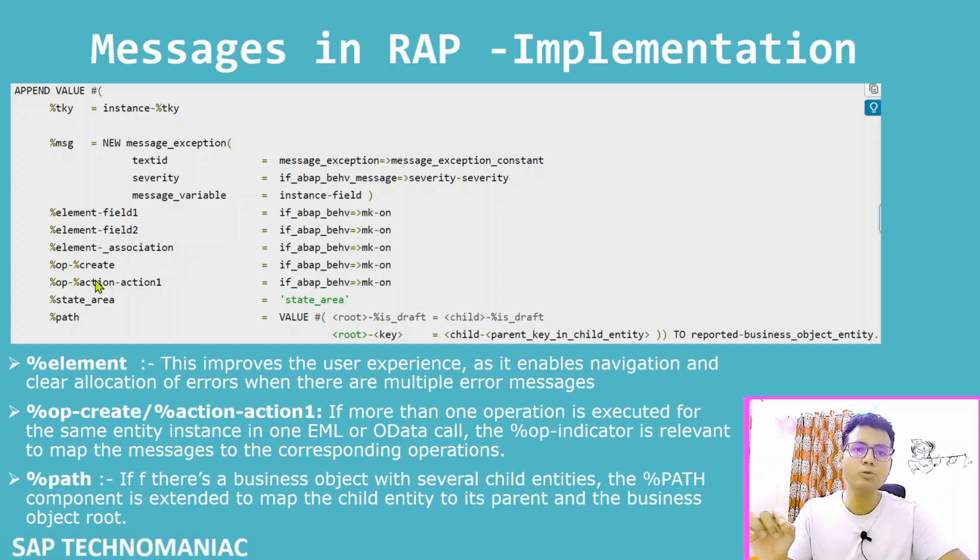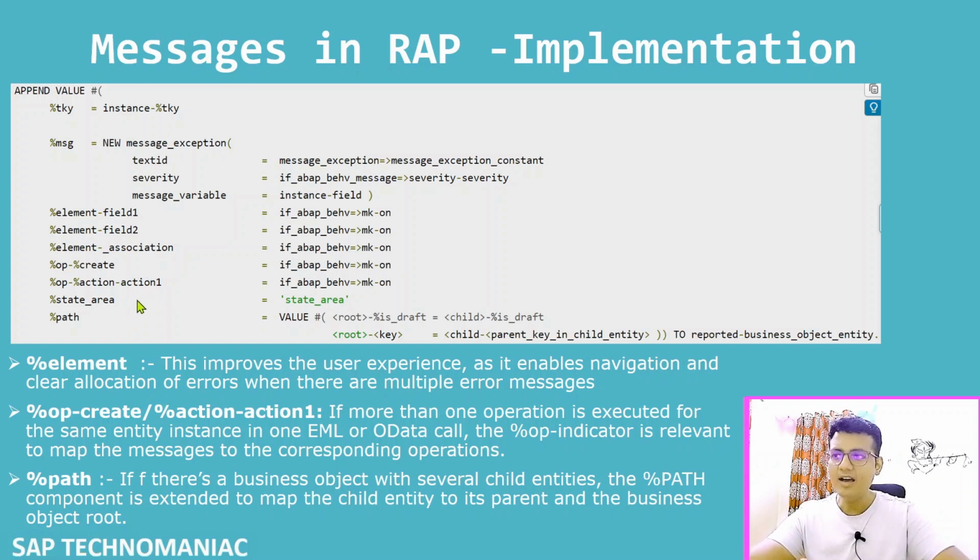This error came due to the create operation, or this error came due to the action, and which action it came from, that also you have to switch on. So the user will get to know, yeah, this error came due to this create operation, and this error came due to this action. So that is the reason this operation element is also very important.